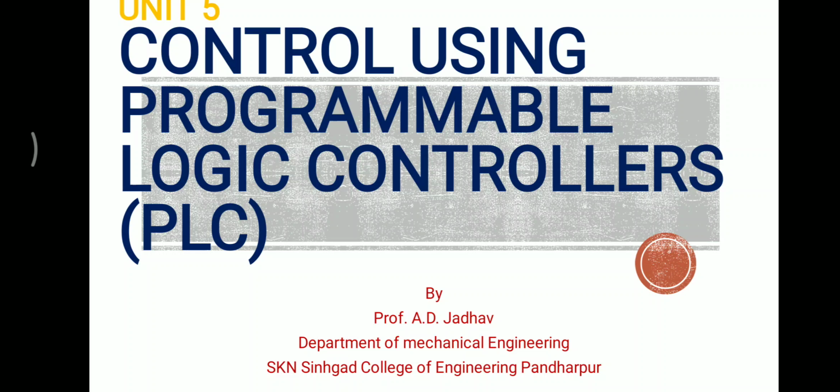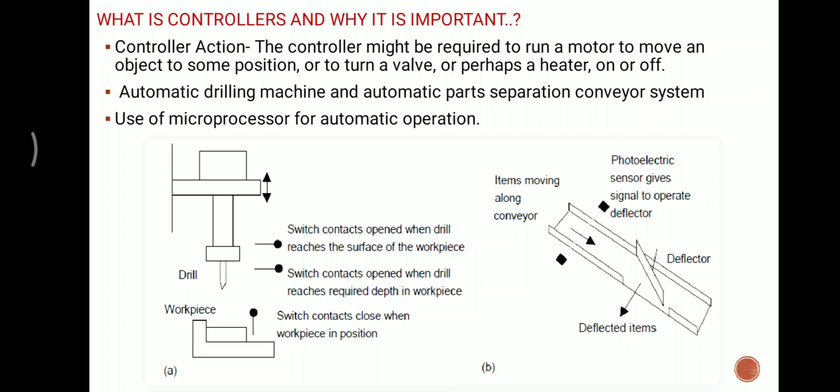So in the PLC, first of all we should know what is meant by a controller and why it is important. In every automation there is a use of controlling action. Automation or PLC is related with controlling actions. The controller might be required to run a motor, to move an object from one place to another place, to turn a valve, or perhaps for heating applications, in terms of turning it on and off.